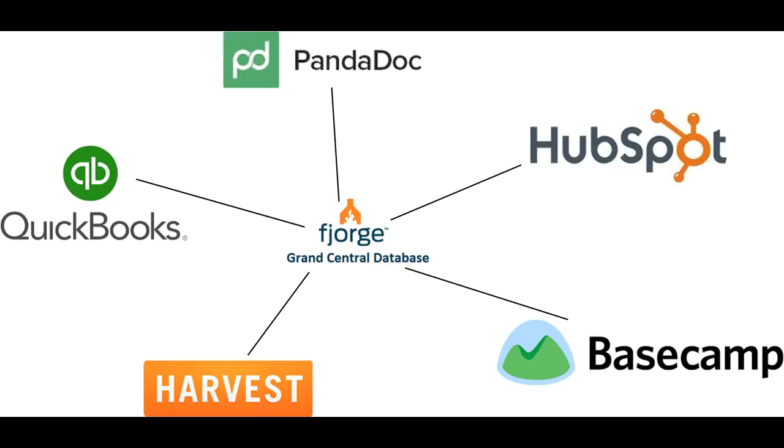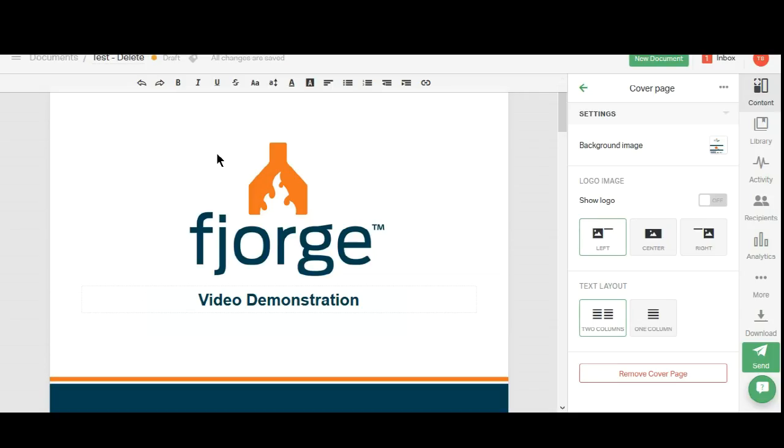By synchronizing the data in these different systems, we aimed to reduce the billing process, which was 100% manual at Fjorge. So this is PandaDoc, where Fjorge makes and edits their documents that they send to their clients.